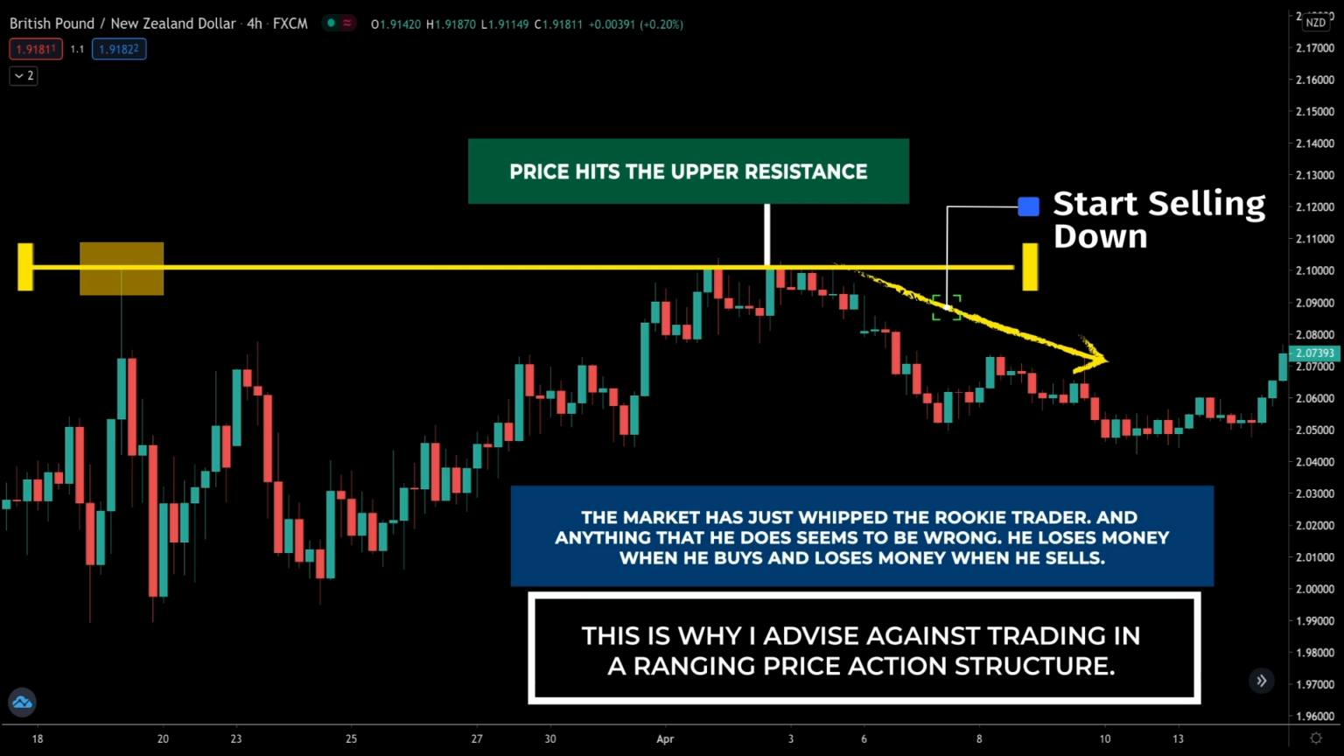This is why I advise against trading in a ranging price action structure. There are plenty of easy money to be made by following the trend. Why make it tough for yourself?